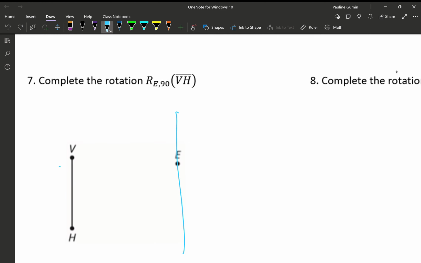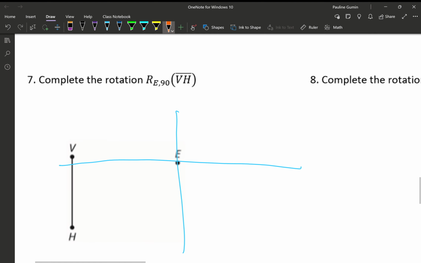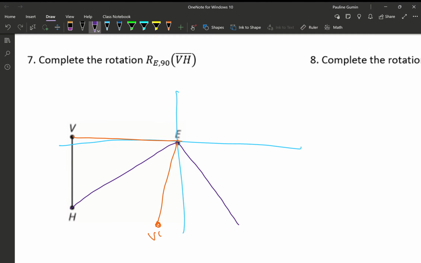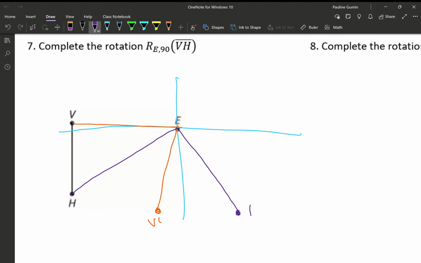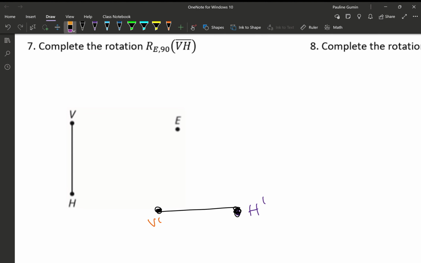Once again, I'm going to split up my graph, or create my graph. All right, we're going positive 90, so counterclockwise. V, 90 degrees. Perfect. And H, 90 degrees. We're going to connect them. And let me show you without the crazy lines. There's a 90-degree rotation counterclockwise about the point E.